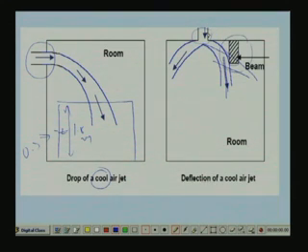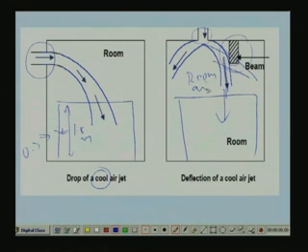beam here. Okay, but because of this deflection, it should not so happen that cold air is again directly coming into the occupied zone before mixing with the rest of the room air. Okay, so these are the two factors which have got to be kept in mind while designing supply outlets.